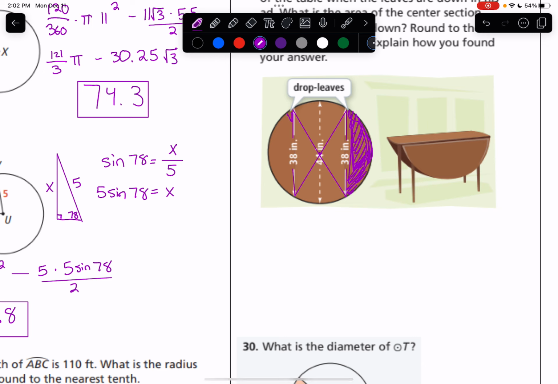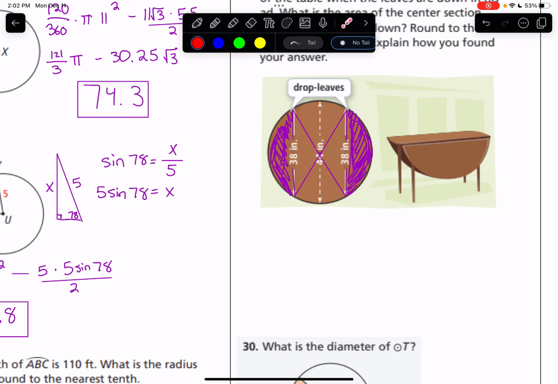How are we going to do that, you say? Don't worry, I'm here to show you. So the first thing that we need to do is find the degree measure, because we don't have the degree measure. So we can't find the area of the circle yet. Well, we can find the area of the circle. We can't find the area of the arcs or the sectors yet because we don't have the degree measure there. So how could we find the degree measure?